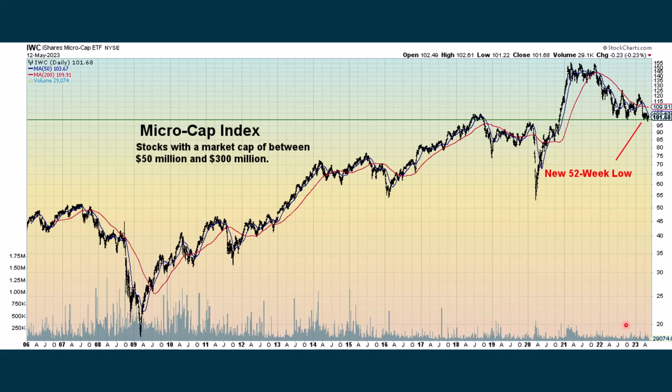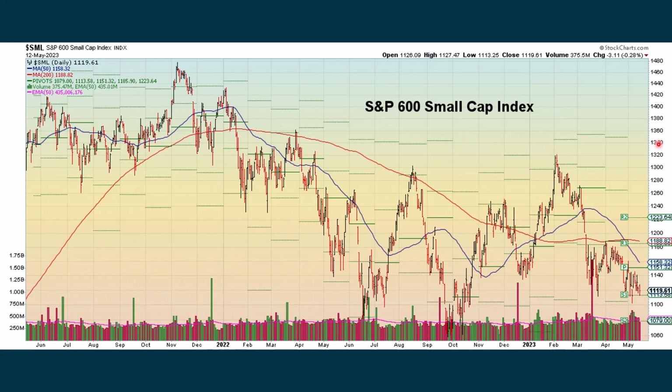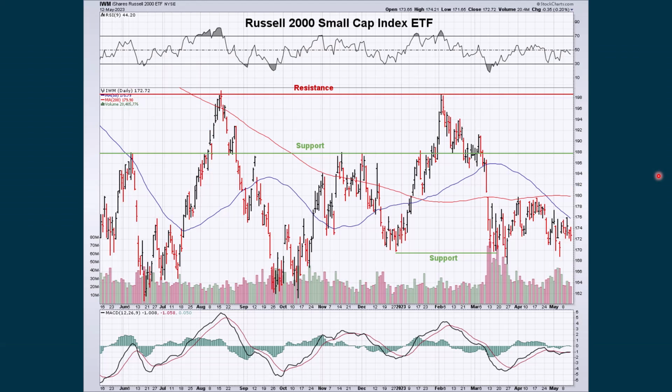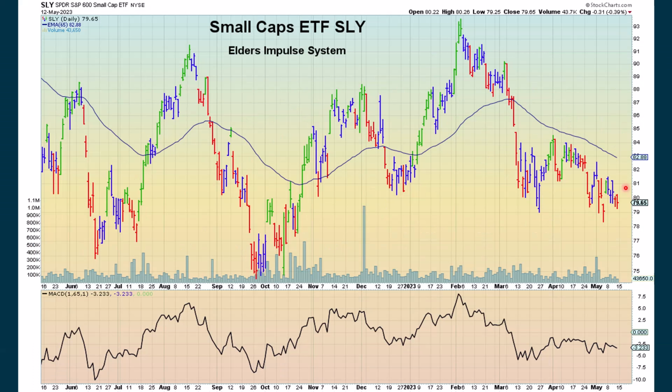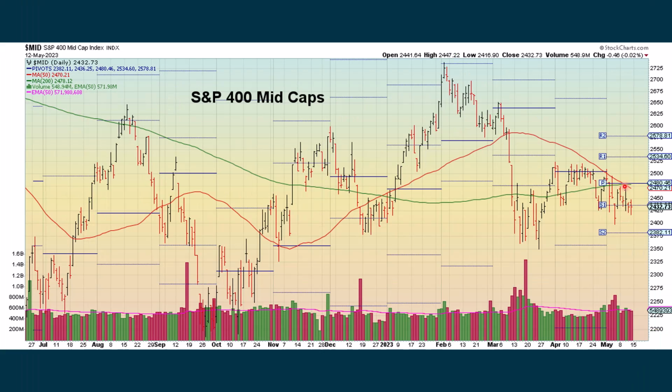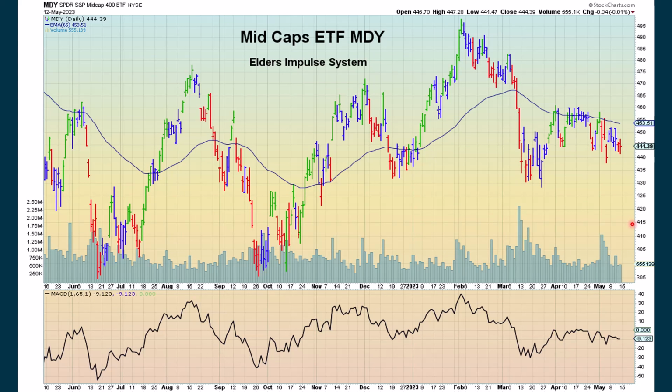Looking at some different indexes, the microcap index is still above 100, so it has not set a new 52-week low. The small caps have now turned negative. Here's the Russell, which has also turned negative. And small caps continue to underperform the S&P 500. The small caps for the Elder Impulse system remain negative. Mid caps, recent death cross and breaking below support. The Elder Impulse system for the mid caps is also negative.